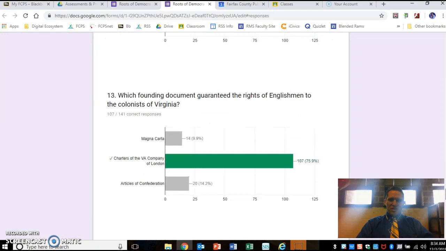Number 13 was a little bit lower than what I had hoped. The charters of the Virginia Company of London. Remember when the Jamestown settlement was established, they wanted to ensure that their rights as Englishmen were preserved in the New World. So they created this document, which is also a business venture, but also has some political rights involved.